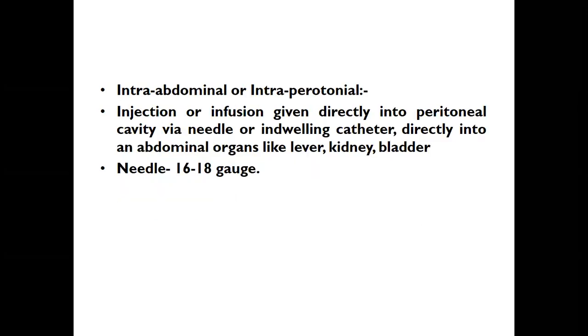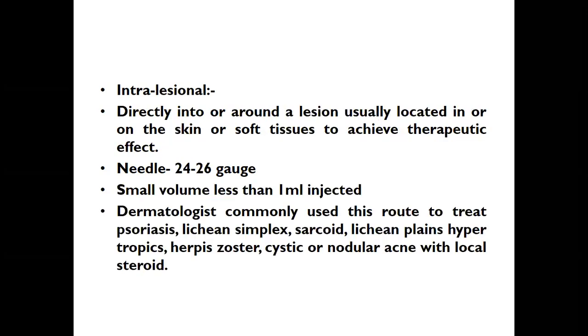Intra-abdominal or intraperitoneal. Injection or infusion given directly into the peritoneal cavity via needle or indwelling catheter, directly into abdominal organs like liver, kidney, bladder. The needle required is 16 to 18 gauge.